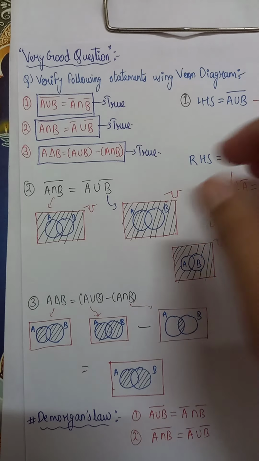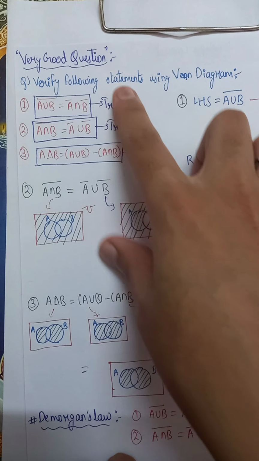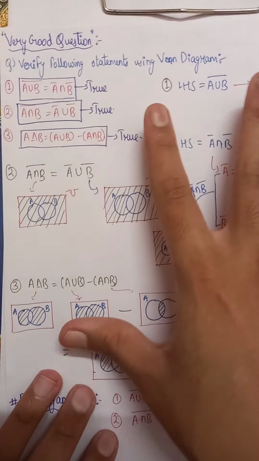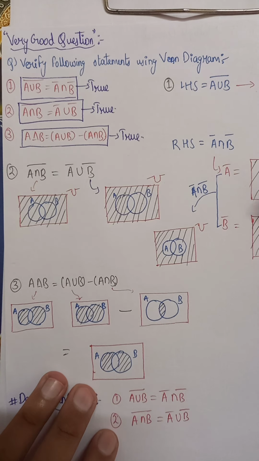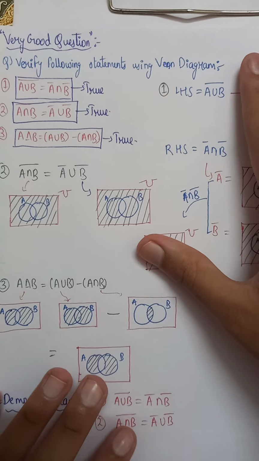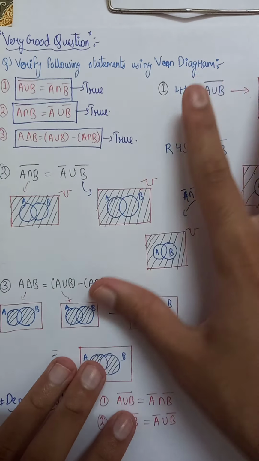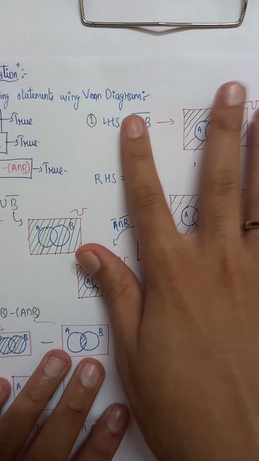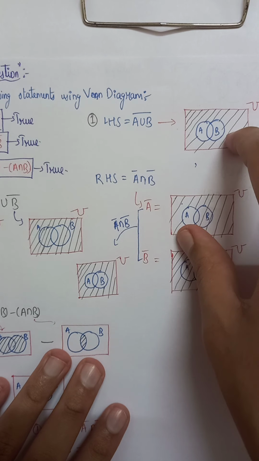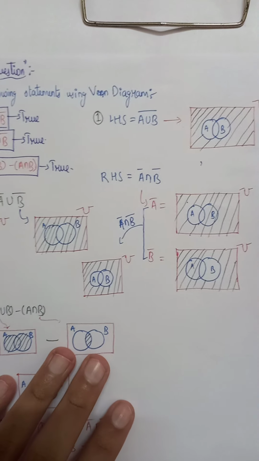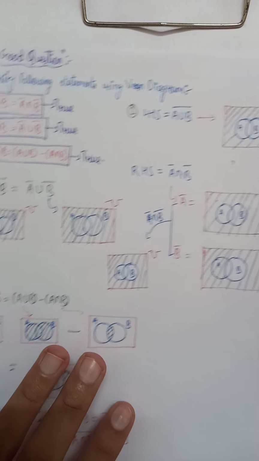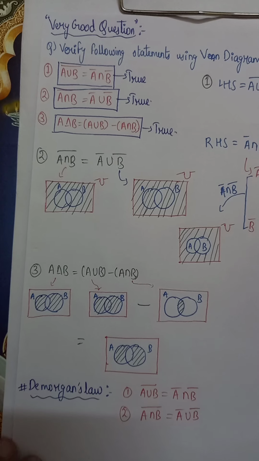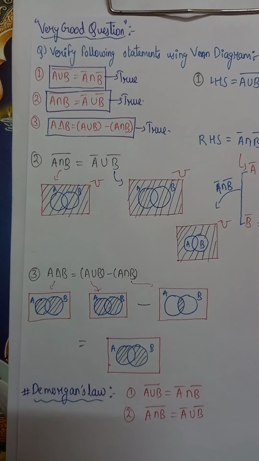Okay, so in the last lecture we did this very good question. From the last lecture we covered how to represent sets in Venn diagrams. I've taught you how to represent, for example, A union B complement in a Venn diagram, and how to think logically to represent it. In this lecture also we are going to do a few examples. Okay, so let's get started.